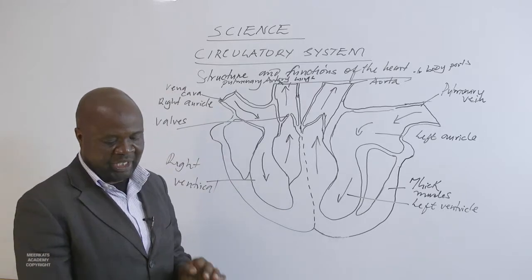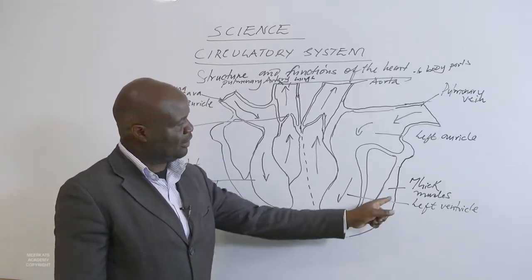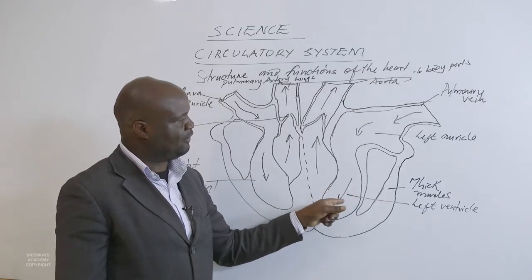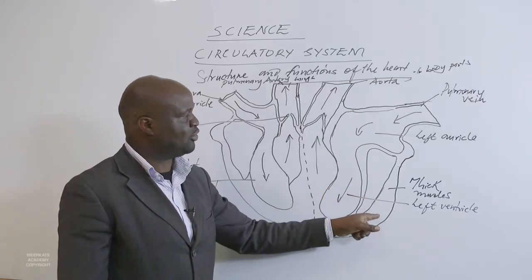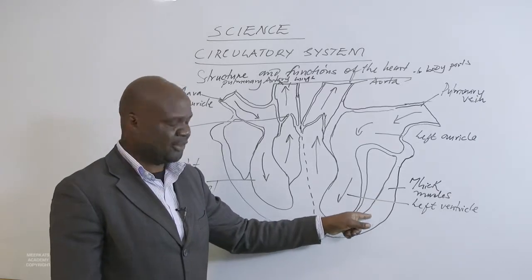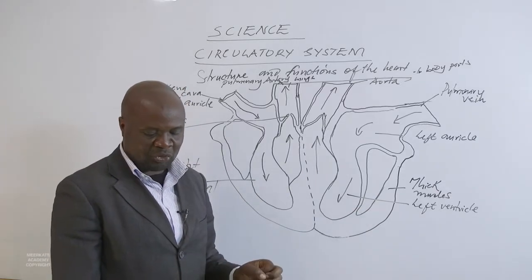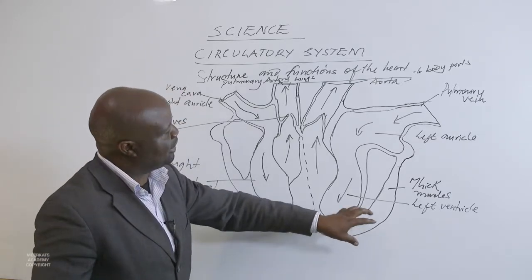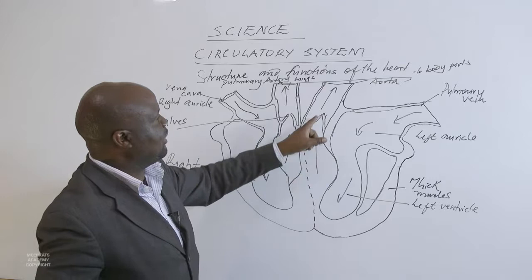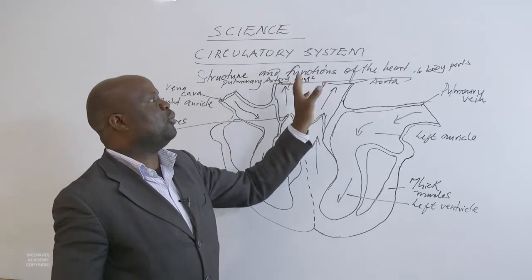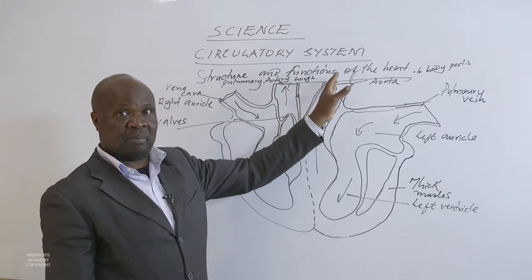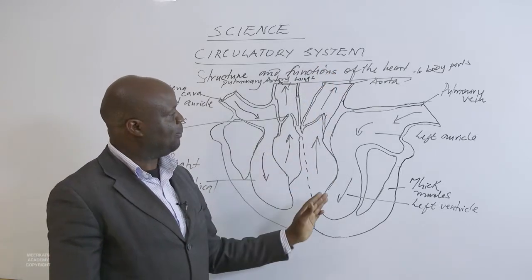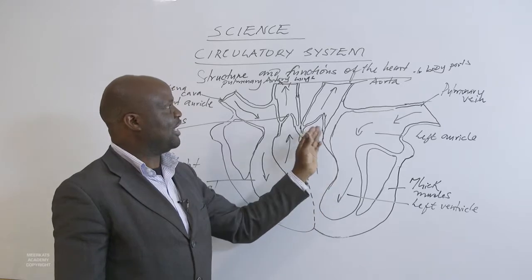Then we are saying the left ventricle has a thick muscle. This is the left ventricle, and we can see these are the muscles. It has thick muscles with a purpose: to pump blood to all parts of the body. So these muscles pump blood via the aorta to many parts of the body, to many tissues within the body. So the blood will leave the heart via the aorta.